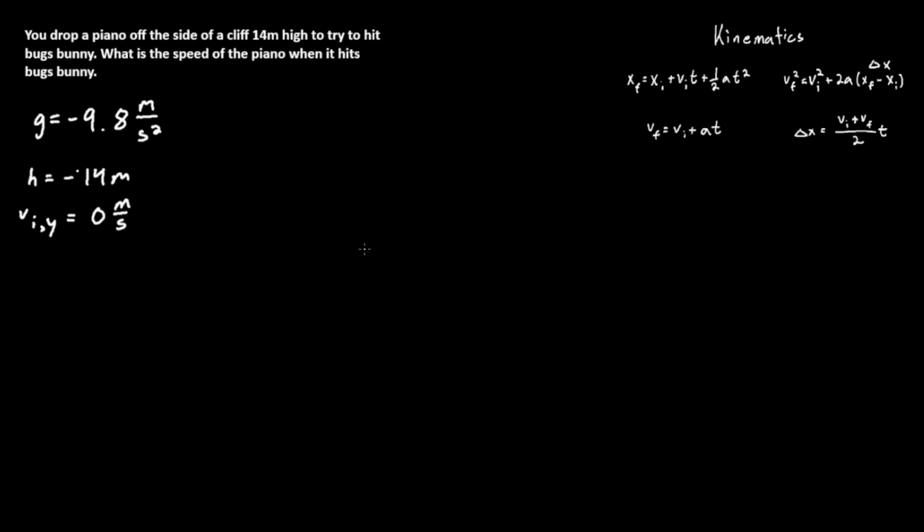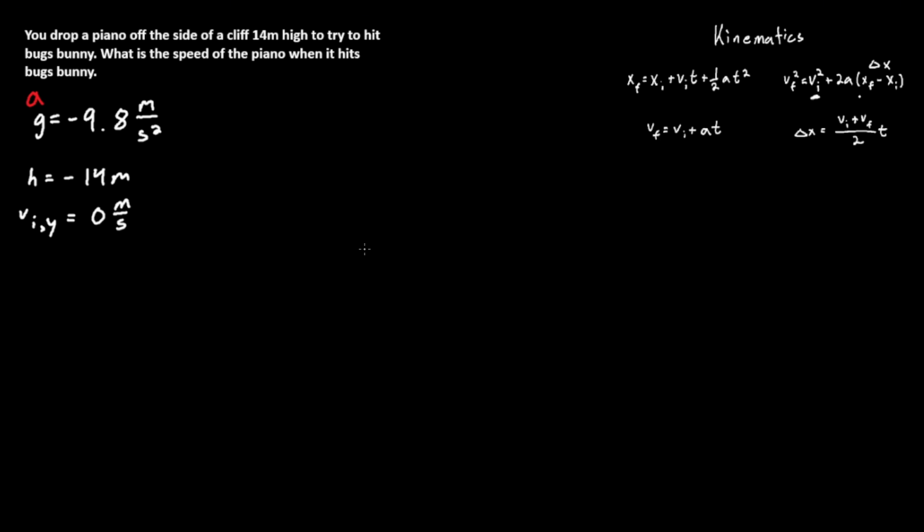So we have gravity, we have height, and we have initial velocity. Well, gravity is some form of acceleration, right? We have height, and we have initial velocity. Which kinematic do we use? Take a guess. We're trying to solve for the final speed of the piano when it hits Bugs Bunny. Which kinematic do you use? Well, if you guessed this guy right here, you are absolutely correct because we are trying to solve for the final velocity.